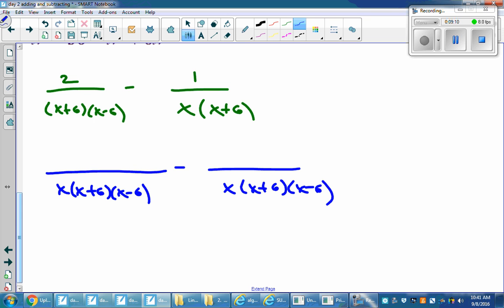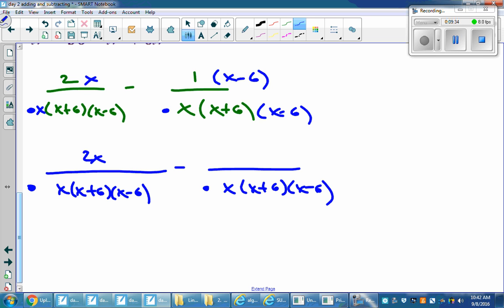My denominator that I have up here had x plus 6 times x minus 6, but the one that I have down here has an x out in front. So that means I multiply the bottom by x, and whatever I do to the bottom, I have to do to the top, so this is now a 2x. Same thing here, this denominator started as x times x plus 6, but if I look here, it picked up an extra x minus 6. So if I multiplied the bottom by x minus 6, I have to multiply the top by x minus 6.